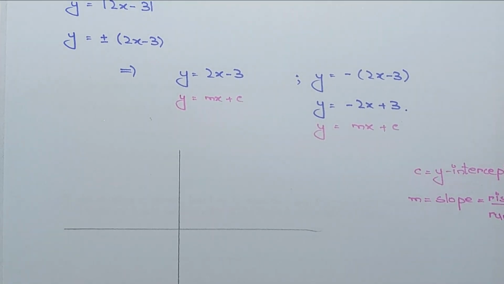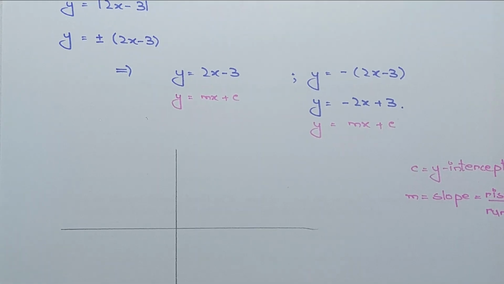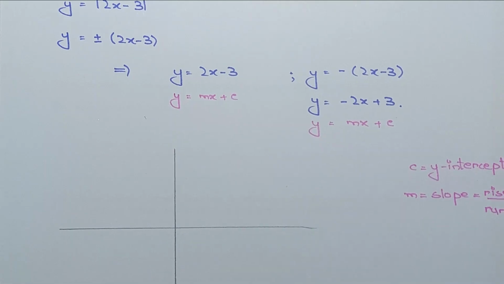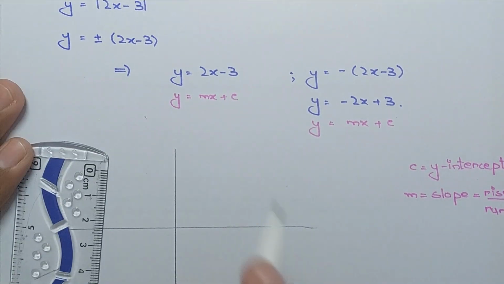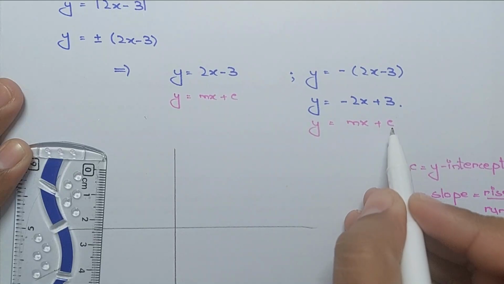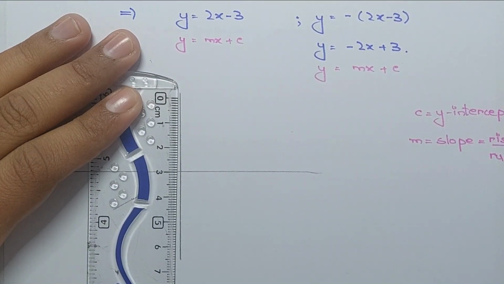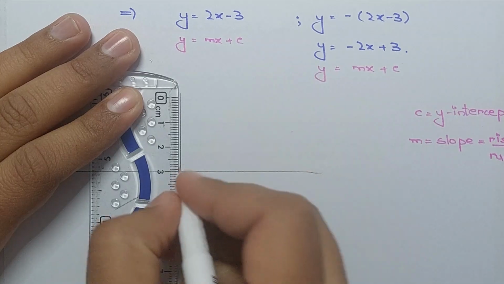Okay, so there are two ways to graph these two straight lines: by finding the x and y-intercepts, or by the slope and y-intercept method. First thing we can see in this equation, the c value or the y-intercept is negative 3, and here the y-intercept is positive 3. So we need the y-axis at 3 and positive 3.